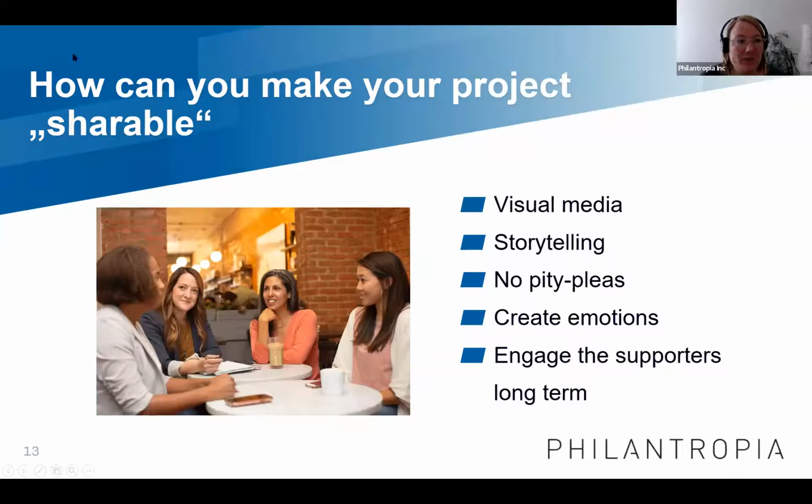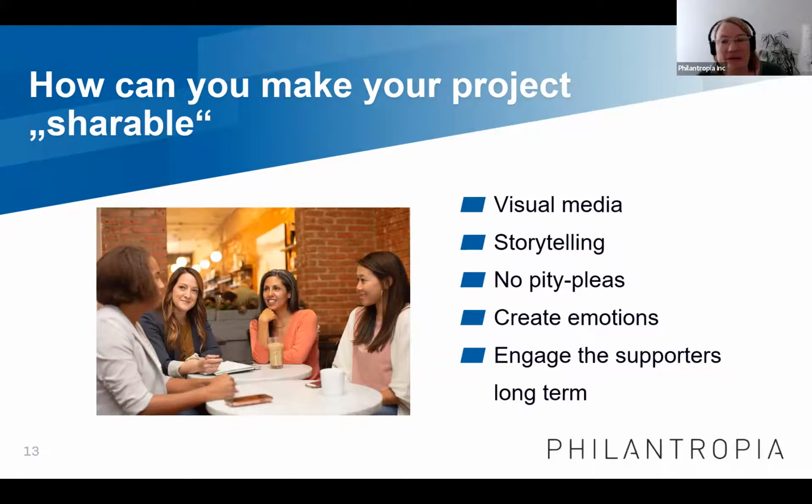So how can you make your project shareable? How can you make sure that people want to share your project? As we said, this is super important. If people don't share your project, you will have a big problem in the end, because nobody will see it, and then nobody will donate, because you need numbers in this case. So what can you do? I've said that before, visual media is very important.